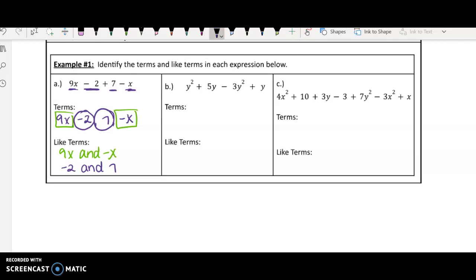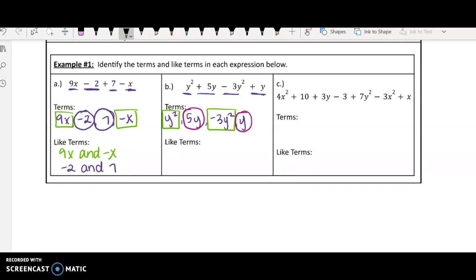All right, so let's look at B. So my terms are separated by an addition and subtraction sign. So I have y squared, 5y, -3y squared, and just 1y. My like terms, and this is where it kind of gets tricky sometimes. My like terms in this case, my y squareds go together because they have to be the exact same. So my letter and the exponent have to be the same. And then just my y's are the same.